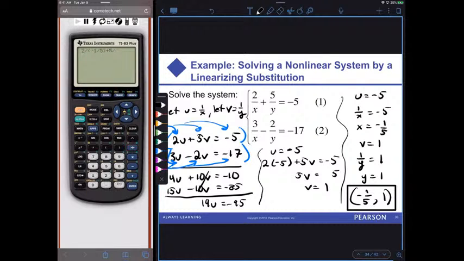And then the next one, we're going to say 3 divided by negative 1 over 5 minus 2 divided by 1, and the answer should be negative 17. Okay? So we confirmed that this ordered pair works, and let's go on to the next one.